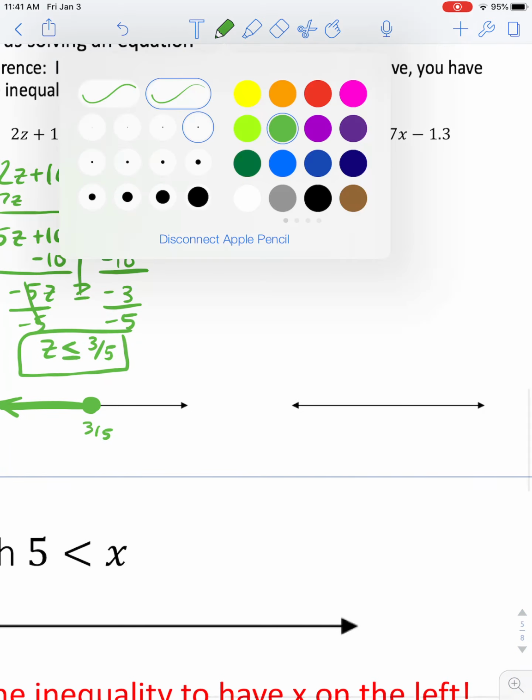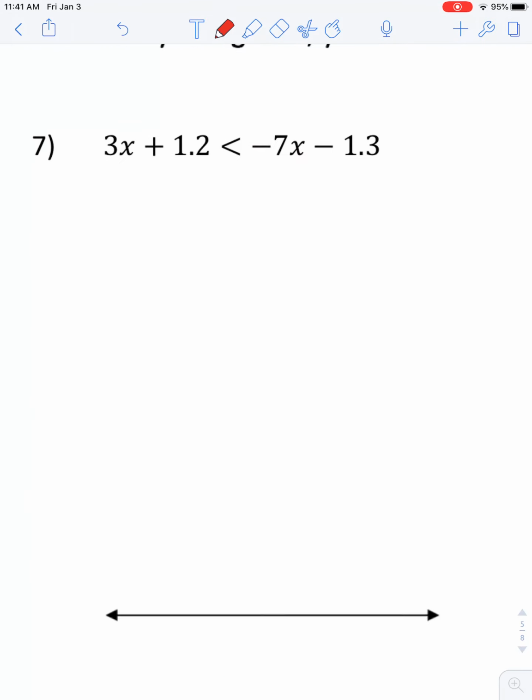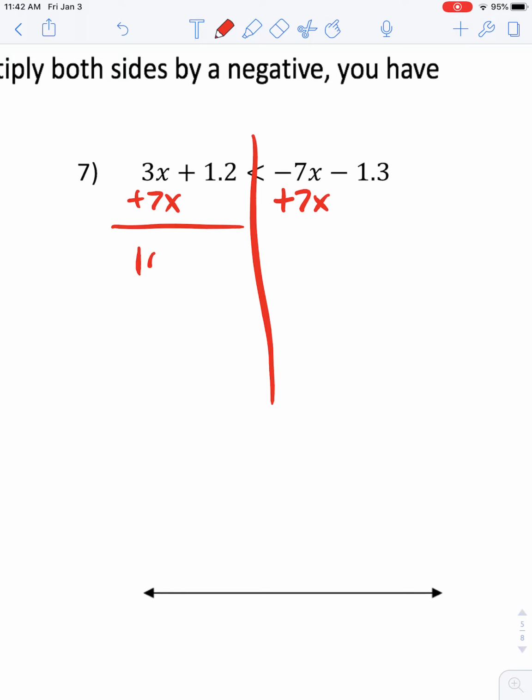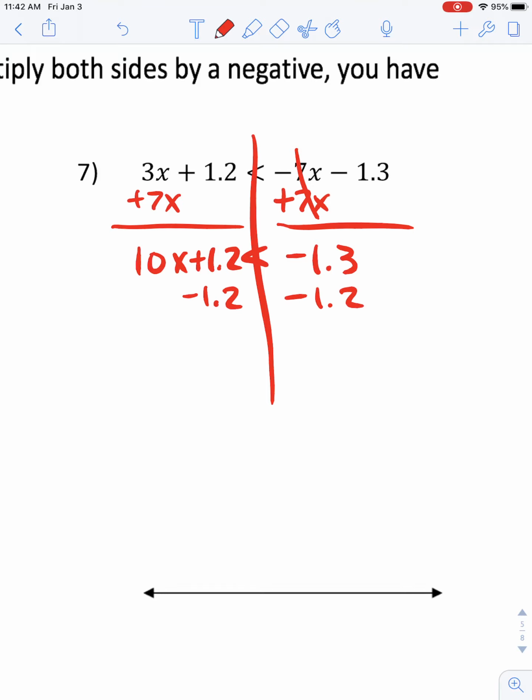One more here on this level, and that is going to be one that has some decimals. Okay, don't freak out about decimals. Just use a calculator. Again, I want to get my variable to the left, so I'm going to add 7x to both sides to move that variable over to the left. So I'm going to have 10x plus 1.2 is less than negative 1.3. I want to get rid of that 1.2, so I'm going to subtract 1.2. That's going to give me 10x is less than, if you have to use a calculator here, use it. The answer is going to be negative 2.5.